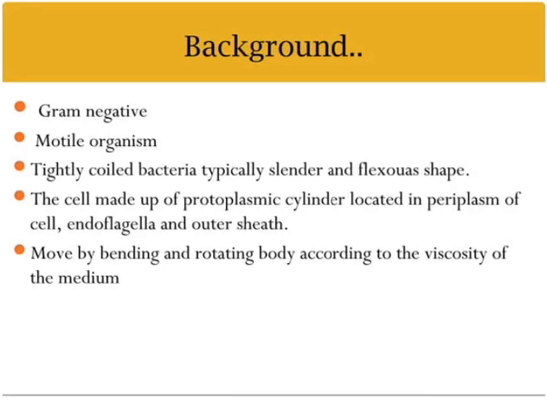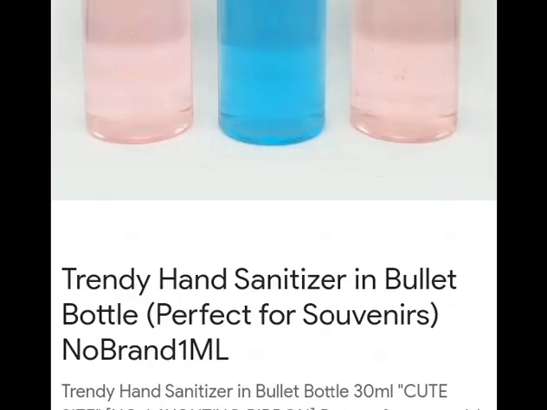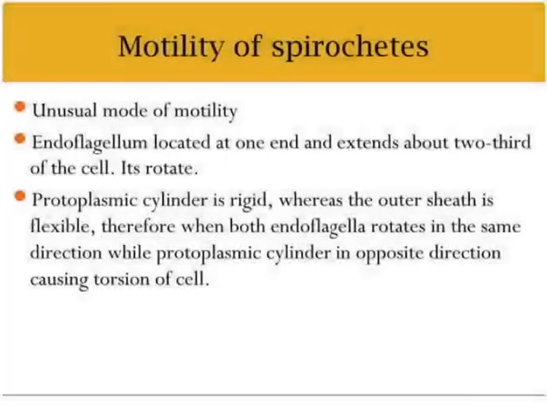The cell is made up of the protoplasmic cylinder, located in the periplasm of the cell, the endoflagella and the outer sheath. They move by bending and rotating the body according to the viscosity of the medium. Spirochaetes have an unusual mode of motility.